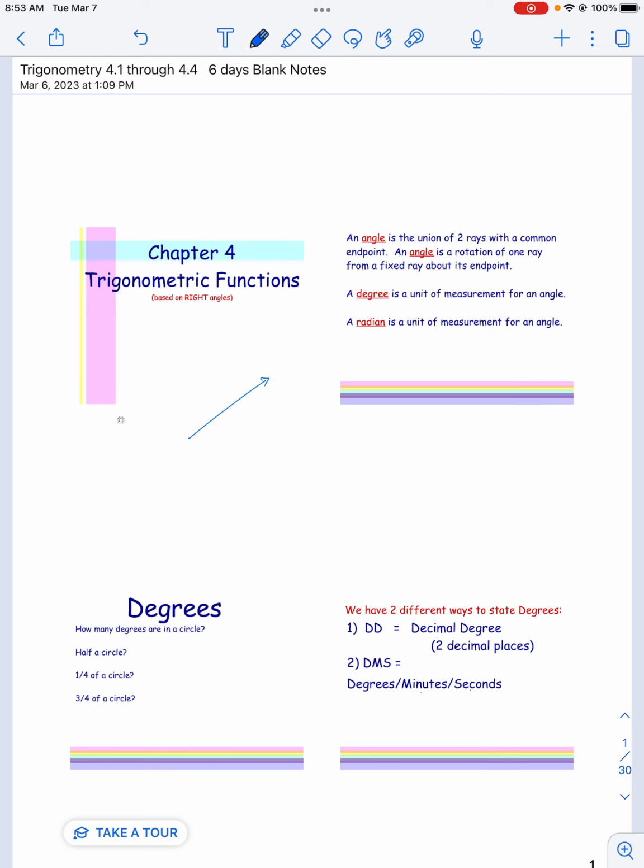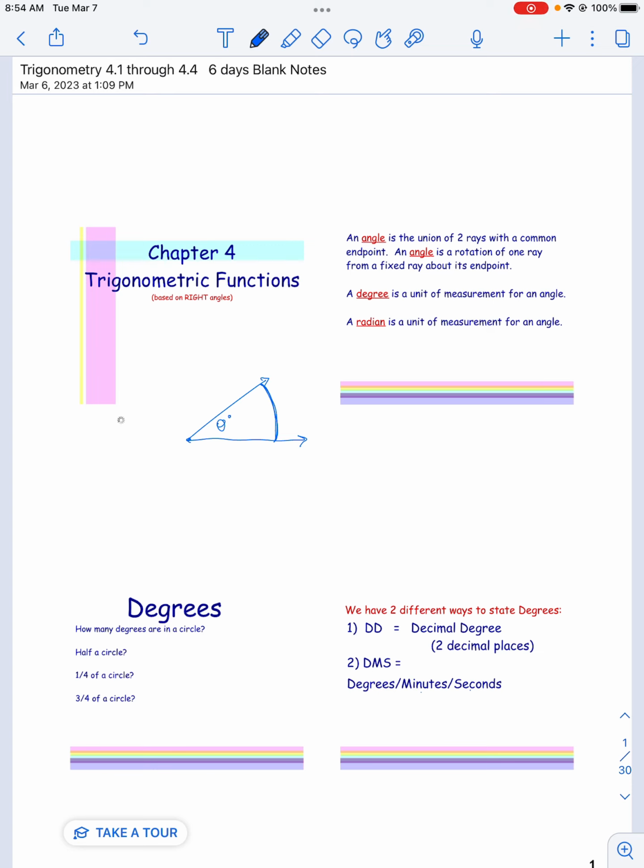All right. An angle is formed when two rays that have a common endpoint are rotated. We label that angle with theta in degrees, but we can also talk about the arc length that's created between those two rays when an angle is formed. That's called a radian, and we'll talk about that in a little bit.